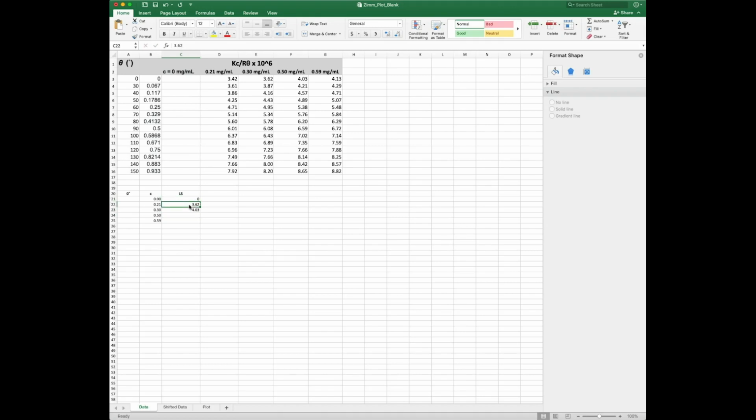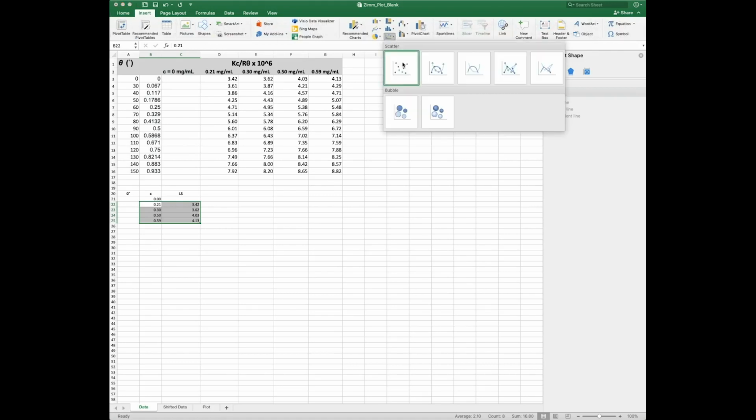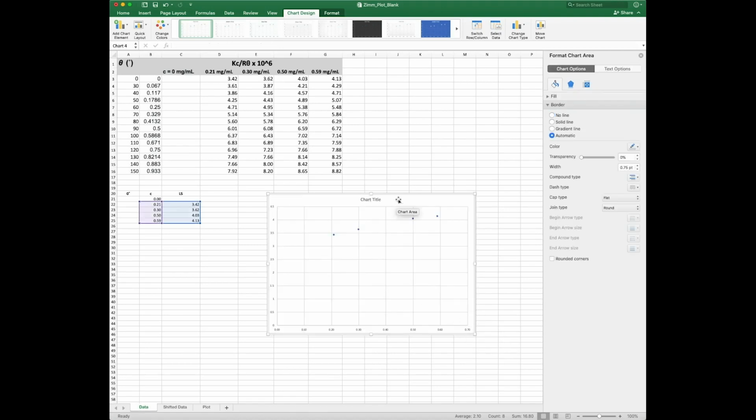Sorry, we don't know this value. This is what we're trying to find. 3.42, 3.62, 4.03, and 4.13. So if we plot this, we're going to plot the light scattering signal as a function of concentration. And if we do a linear regression on that, oh good, it's linear still, as it should be.